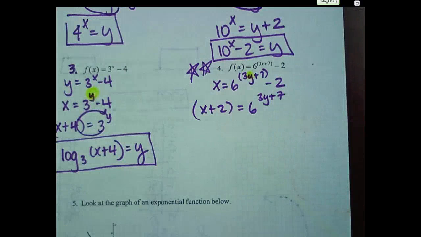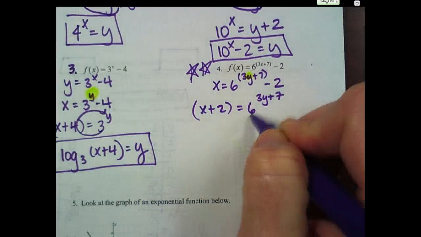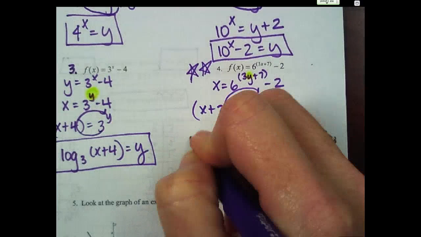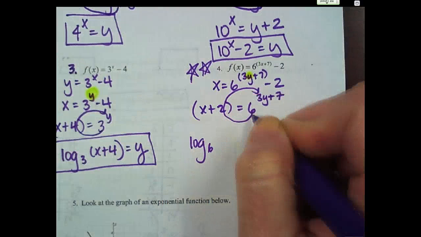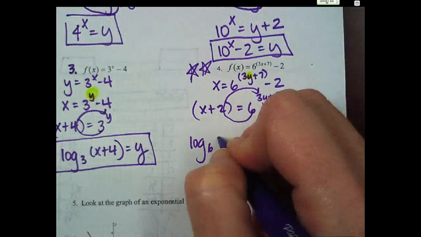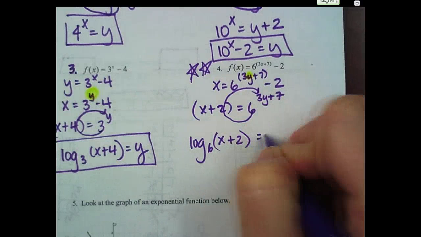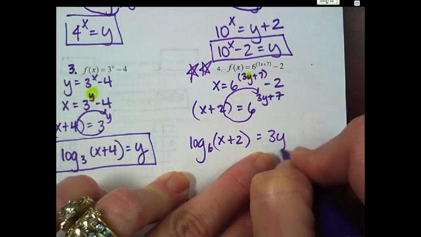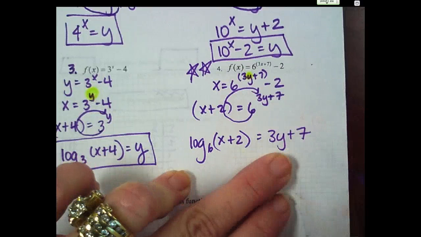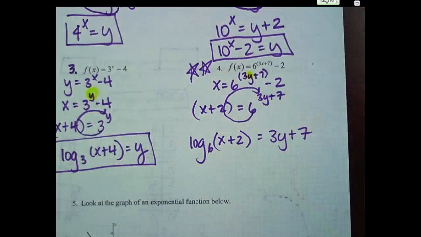The y is still an exponent. So to bring it down, we're going to do circle math, or in other words, the base of the exponent becomes the base of the log. So log base 6, start at 6, you go through the x plus 2, so you're at x plus 2, put it in parentheses, equals all of this on the other side, 3y plus 7. It's weird. So now, what's your next step? You're going to move the 7 over.